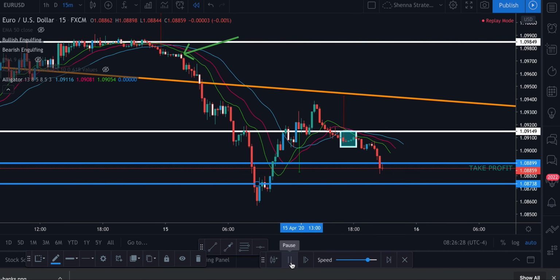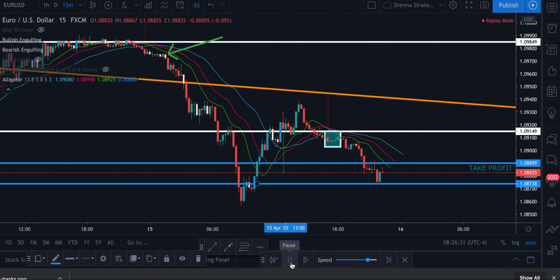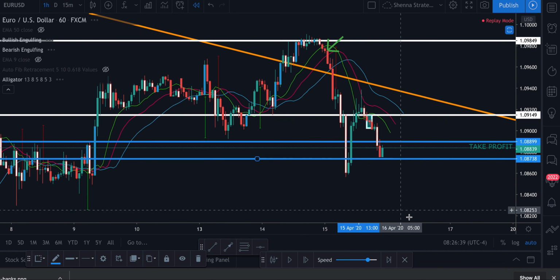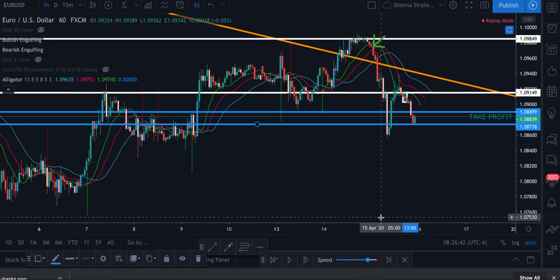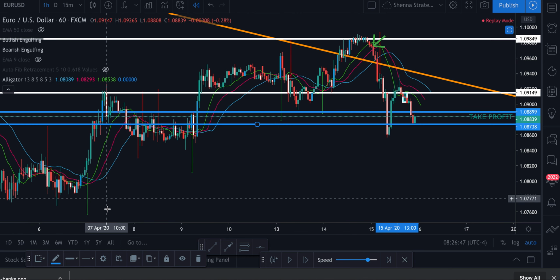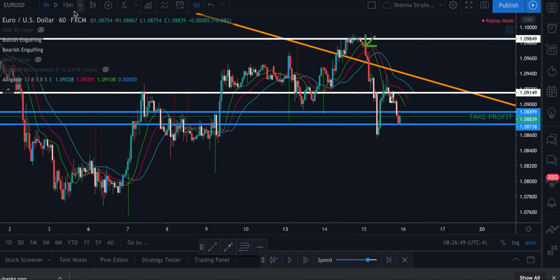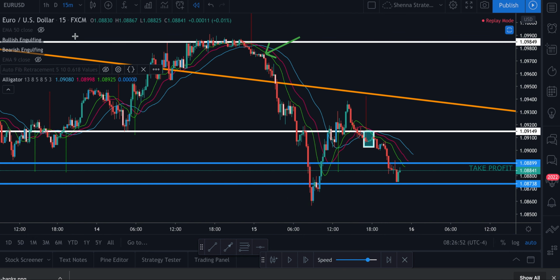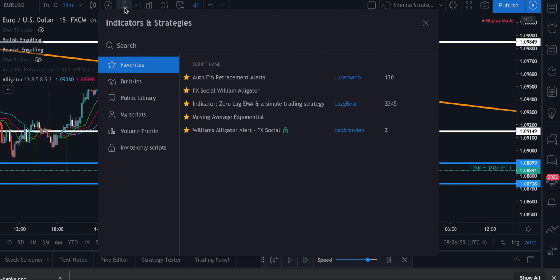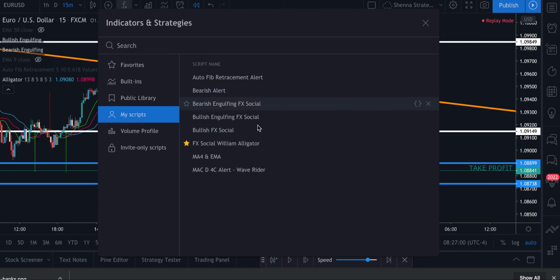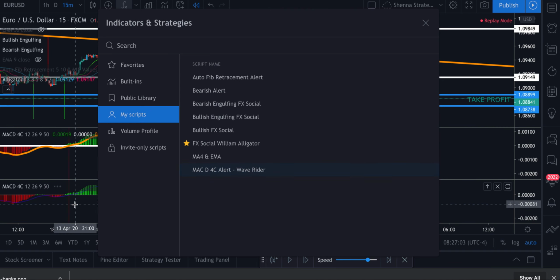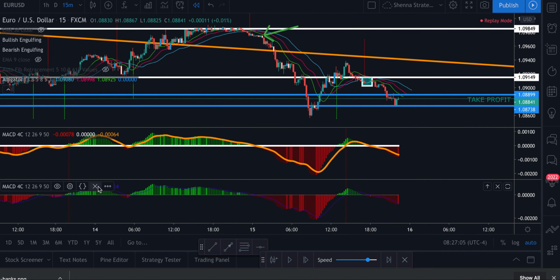Boom. Let's keep going. Let's see if it hits that third 30 pip. There we go, hit 30 pips. So we confirmed the momentum of the trade by going to a higher time frame and making sure that MACD was there. I don't know where my MACD just went. Let me bring it back up. There we go.